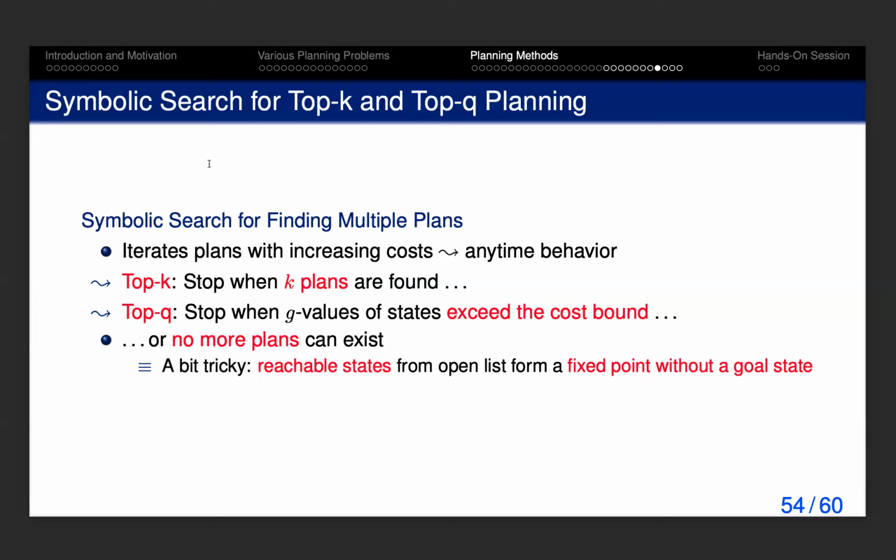And if all the reachable states you want to expand in the future form a fixed point where no goal state is in there, you can basically prove that you can stop. But it can be really exhaustive, and in some domains it can be really hard to prove that there can't be any more goal paths. But in general, our algorithm is complete, so at some point it will tell you there are no more plans.